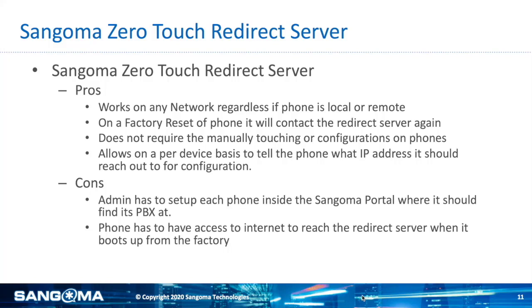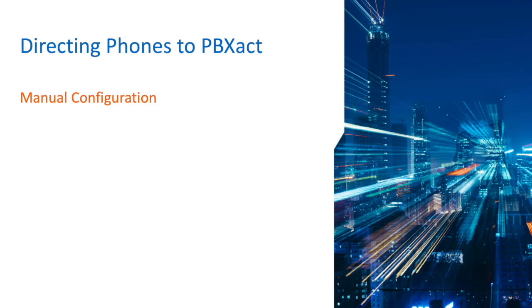On the other side, the admin has to set up each phone inside the Sangoma portal where it should find its PBXact. The phone has to have access to the internet to reach the redirect server when it boots up from the factory. Let's have a look at the manual configuration.